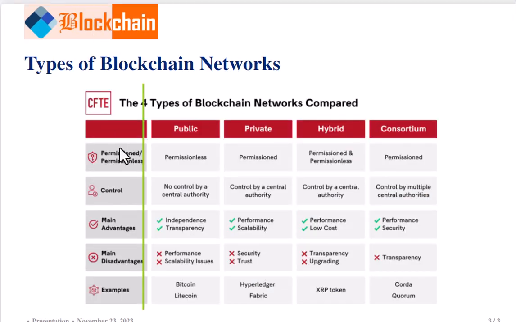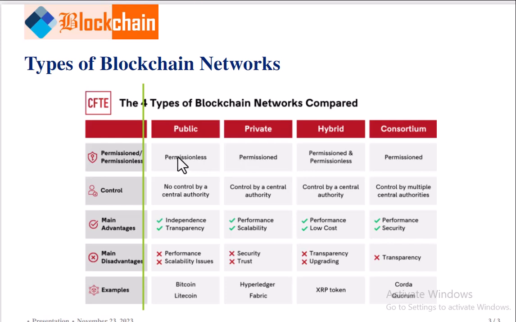This is another figure which defines the difference between all four types of blockchain network. So the first one is on the basis of permission and permissionlessness. All four networks have been classified. The public blockchain network, as you already know, is permissionless. Anyone can join this network. It is a decentralized network. No single identity controls this network. Any user can come and join this network.